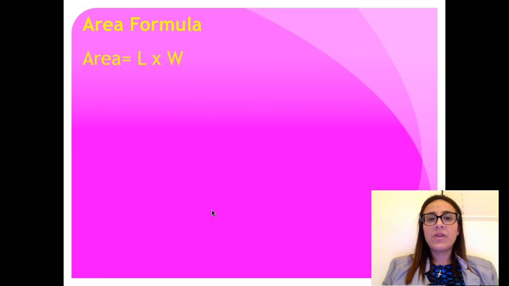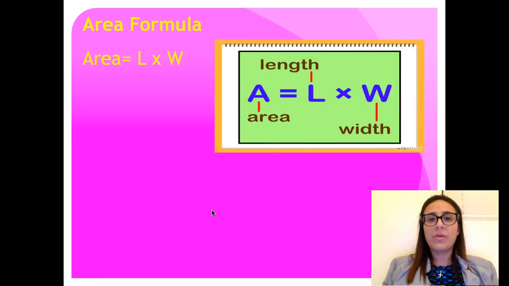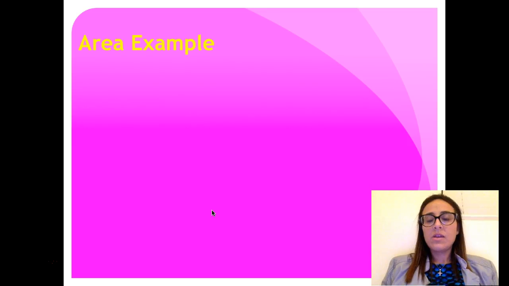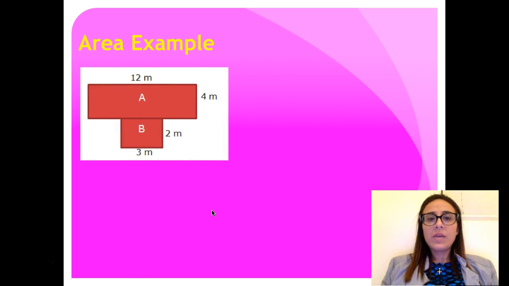The formula for area is length times width. Area equals length times width. Here we have a rectangle, that is the length, and here is the width. Your first example. Here we have a composite shape. You can see that this shape has already been divided into two shapes, both shapes being rectangles.